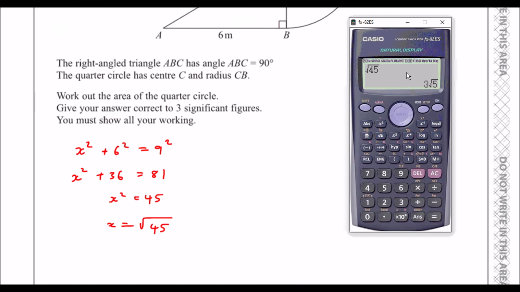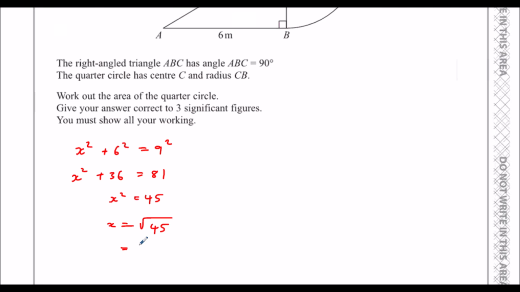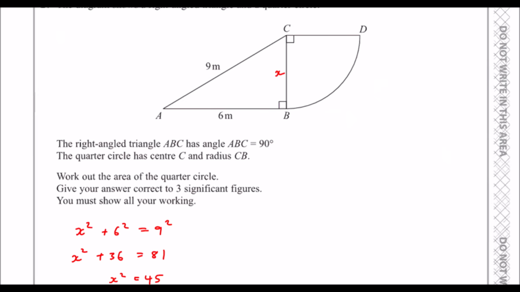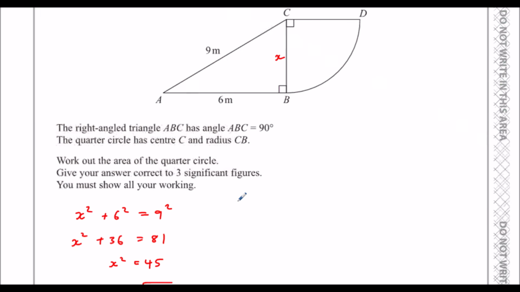I'm just going to leave this in my calculator. So I'll write it down, 3 root 5, but I'm just going to leave it there in the calculator, and I'll use the ANS button. So we now want the area of a quarter circle. So the area of a whole circle is pi times the radius squared. So for a quarter circle, it's going to be pi times the radius squared divided by 4.